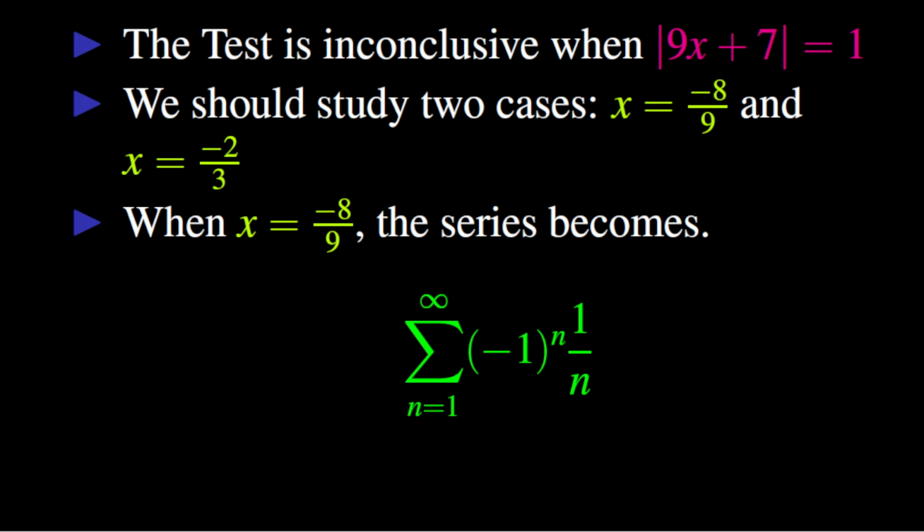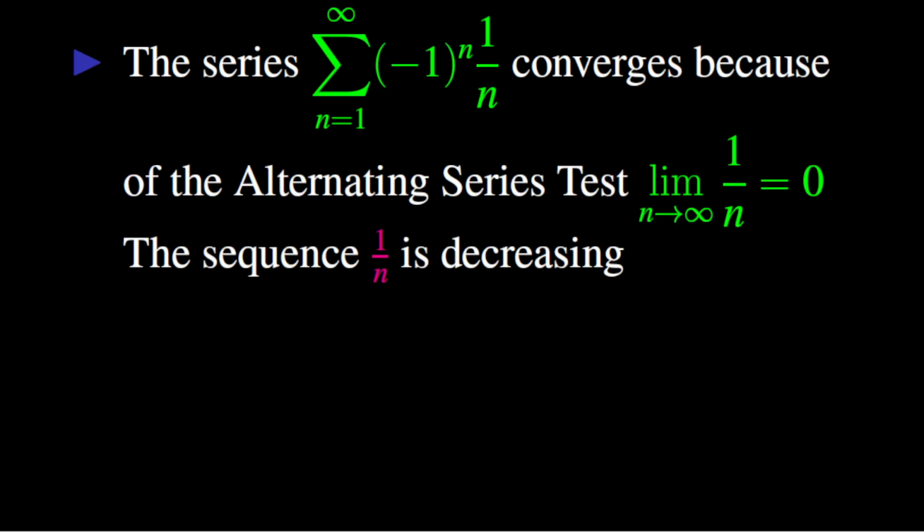When x is equal to -8 over 9, the series becomes an alternating series with terms (-1) to the power n times 1 over n. We will now investigate if this new series converges or diverges. Using the alternating series test, the series converges because the limit as n goes to infinity of 1 over n is equal to 0, and the sequence 1 over n is obviously decreasing.